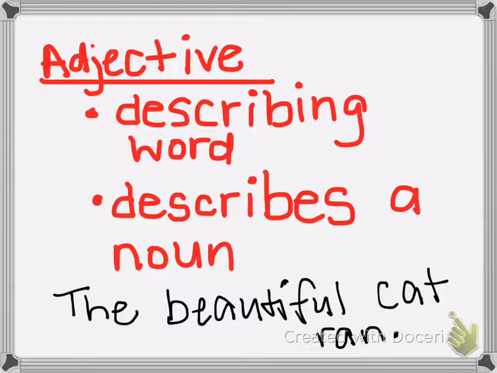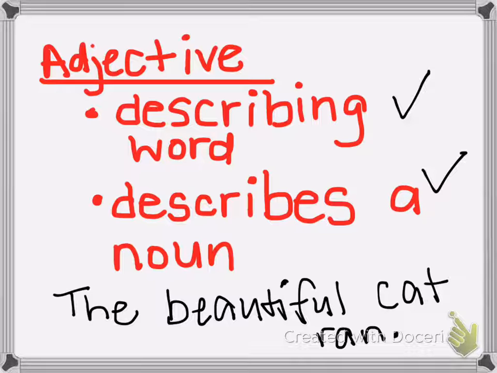Okay, I had to pause a minute in my talking because I got confused as I was reading, and that's something that happens to scholars. So I just had to stop, reread my work, and get my brain refocused. So we were talking about adjectives, and an adjective is a describing word, and it usually describes a noun.